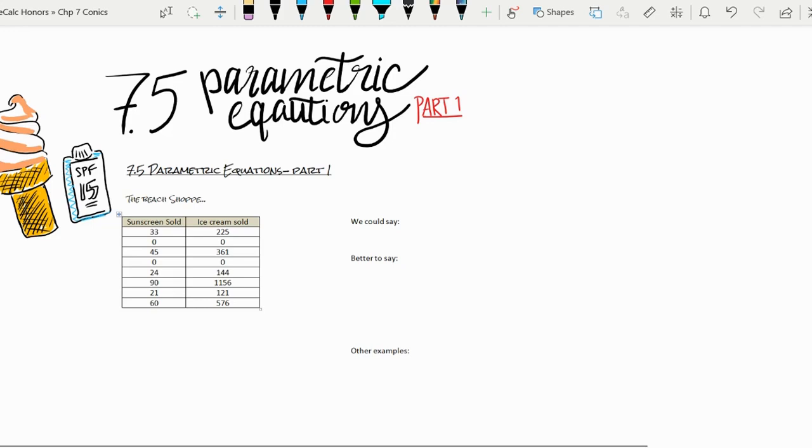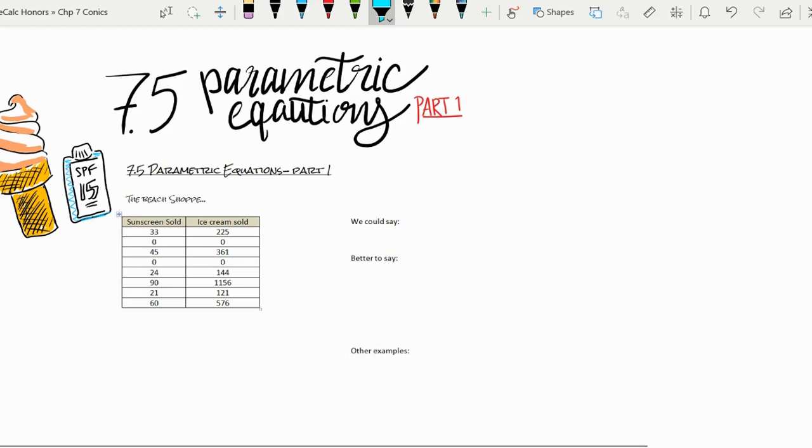And hopefully we see that there's definitely some kind of relationship here, right? It looks like as my sunscreen values over here are going up, my ice cream values are also going up. Maybe we could pick out the highest. It looks like my best sunscreen is 90, and that's also my best ice cream, 1,156. Whew, must have been a busy day! So let's say this is a week at my beach shop.